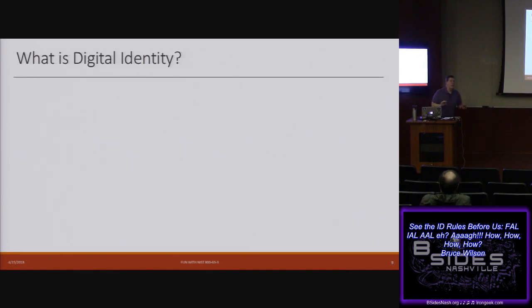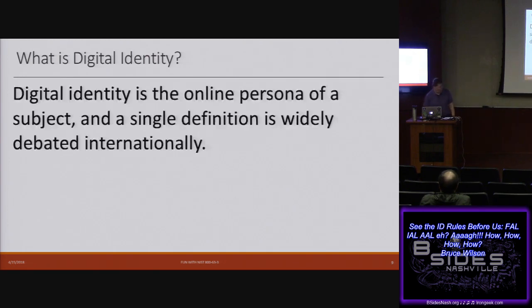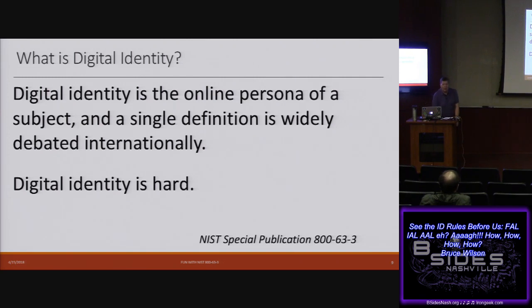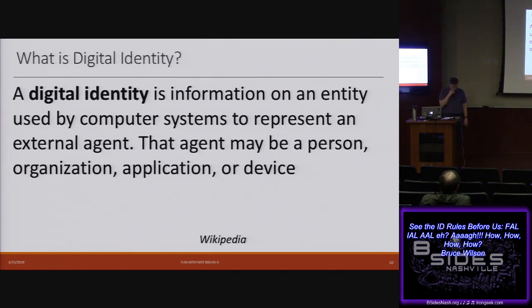Now that said, electronic authentication guidelines, I'm actually going to talk about digital identity because that's actually what's the title now in Revision 3. I think this is an interesting comment. Digital identity, online persona of a subject, a single definition is widely debated internationally. Digital identity is a hard topic. Both of these are quotes directly from the current revision of this particular document. Like any computer person, I want a different definition, so I go to Wikipedia. This is their definition: information on an entity used by a computer system to represent somebody external.